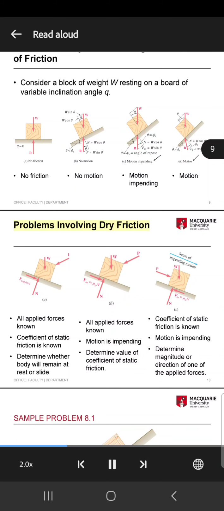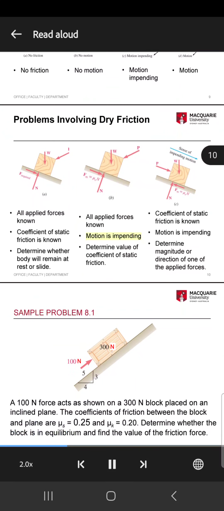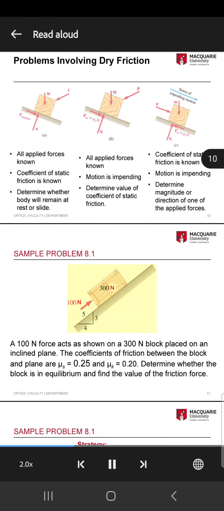Motion. Problems involving dry friction. All applied forces known. Motion is impending. Determine the value of the coefficient of static friction. A 300-pound block is positioned on an incline with a slope of 3/4. A 100-pound force acting up the plane is applied to the block.